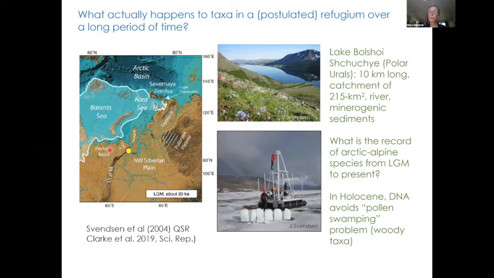And so Charlotte looked at the DNA coming out of this core with a particular question: what do the Arctic alpine flora do? Does it persist from the late glacial all the way through, from the last glacial maximum all the way through the late glacial, through the Holocene? And can we detect it today, where, of course, it's growing high up in the tops of the mountains? One of the advantages that DNA has is it avoids this pollen swamping problem, whereby as soon as trees and shrubs come onto a northern landscape, the Arctic alpine entomophilous flora almost vanishes from the pollen record.